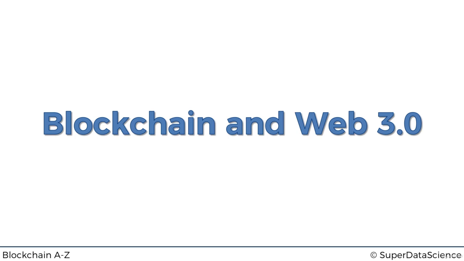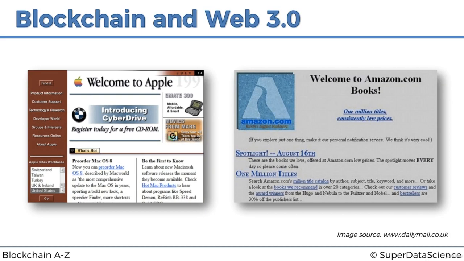So to understand what Web 3.0 is, let's first understand what Web 2.0 is. Here we've got a couple of examples of websites back from the 90s, as you might remember them or you might not remember them, but this is what they looked like. And back then, simply, a website was just text, maybe some images and some links.